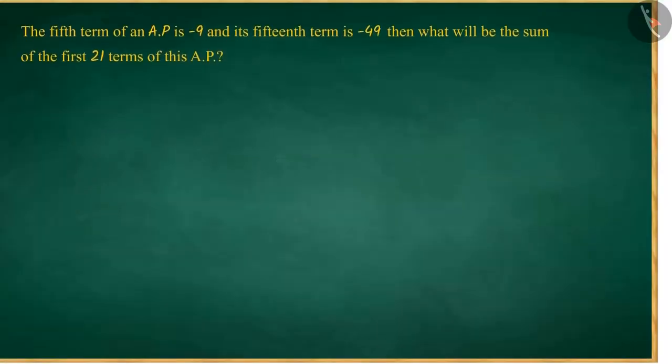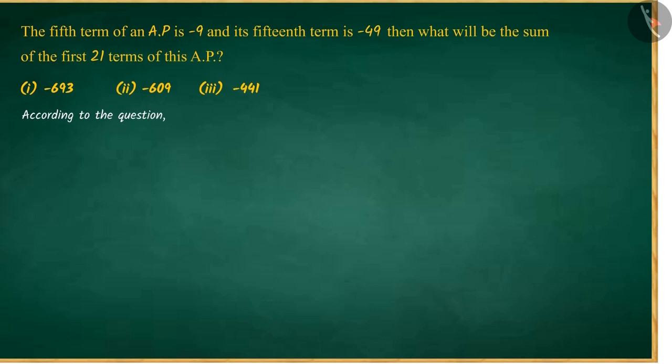The fifth term of an arithmetic progression is minus 9, and its 15th term is minus 49. Then what will be the sum of the first 21 terms of this arithmetic progression? Pause the video and solve the question and match your answer.